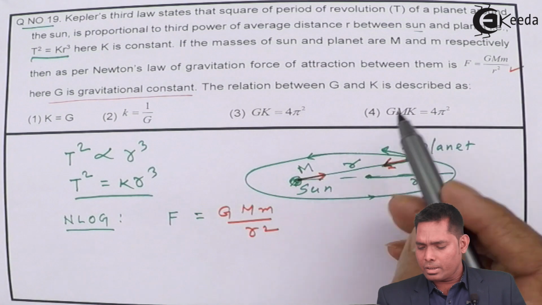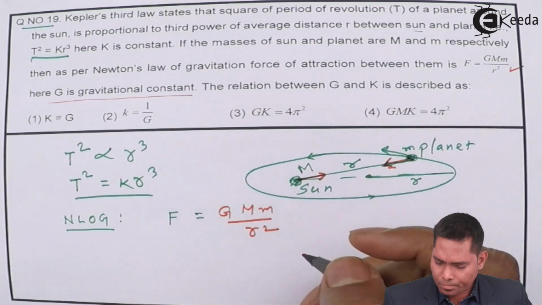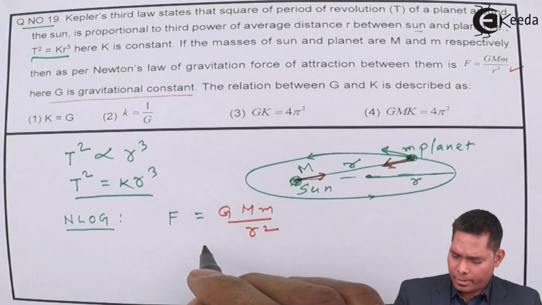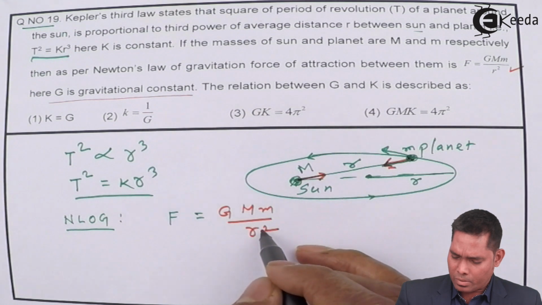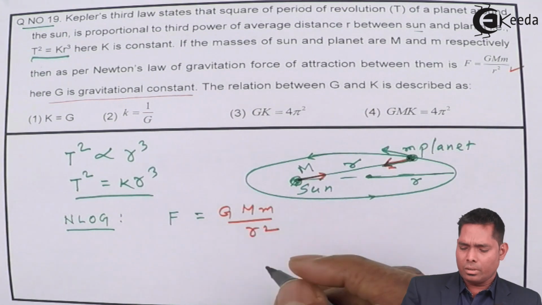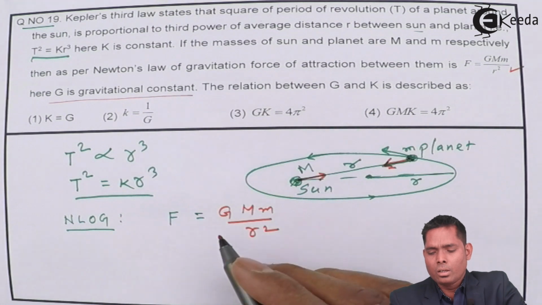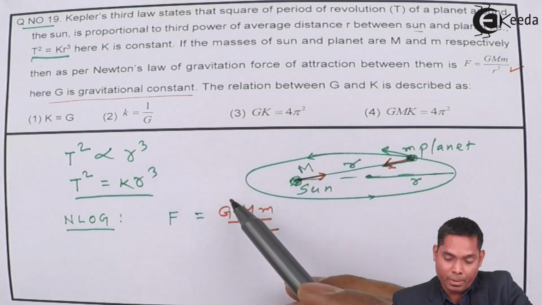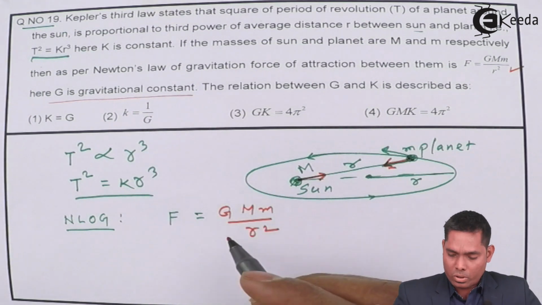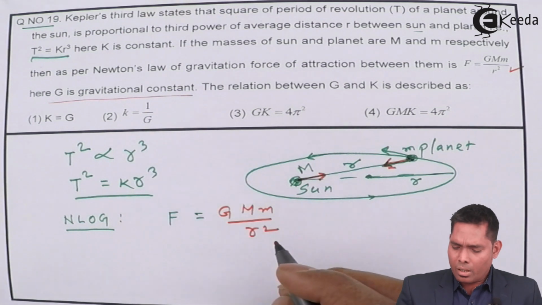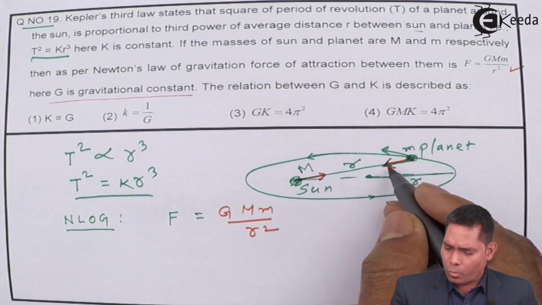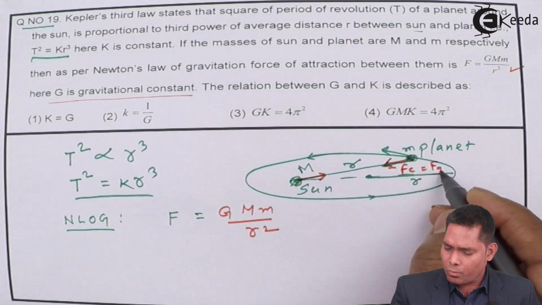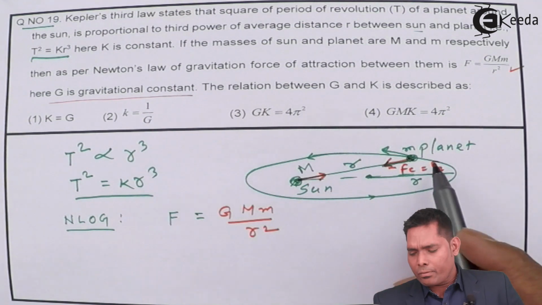The relation between G and K is described as follows. If I want to write this one, then force is G M m upon r square. How to relate this with this? I have to express this force, the centripetal force, in terms of omega. I know that this is the centripetal force and this is also the gravitational force, because the gravitational force provides the centripetal force required for this motion.